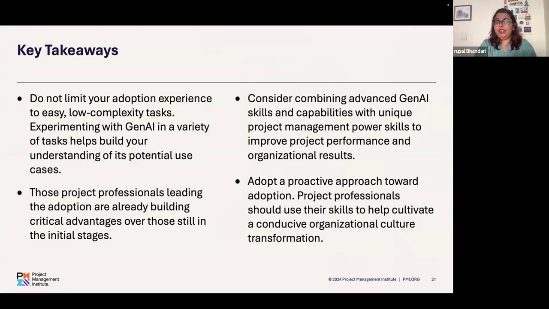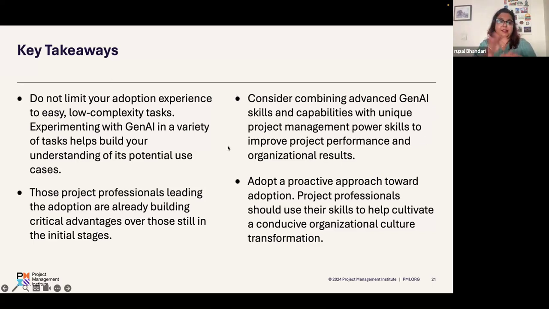Those project professionals leading in adoption are already building a critical advantage. You need to catch up. And if you don't, you're going to feel the pain of it in a few years. You're going to feel like, with project management tools, with technology in general, you're going to feel that handicap. Consider combining advanced GenAI skills and capabilities with unique project management power skills.